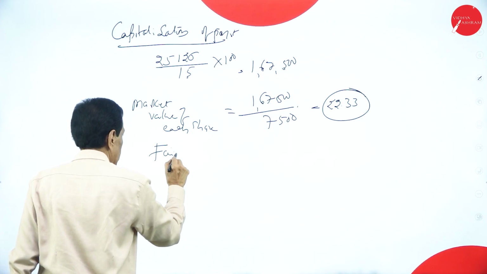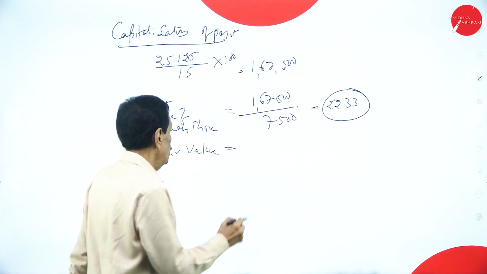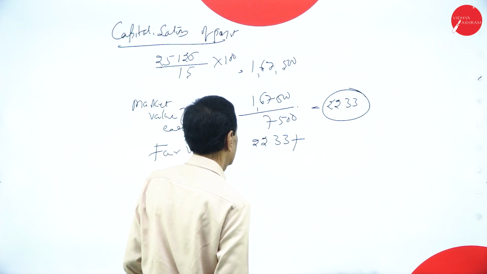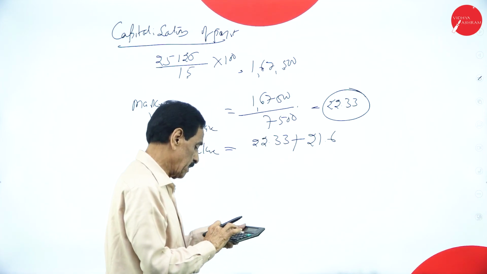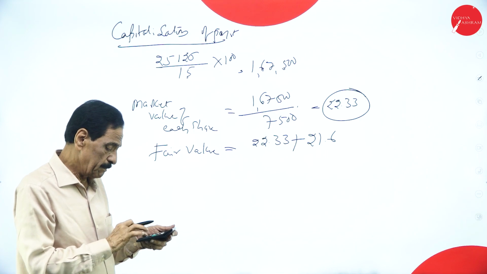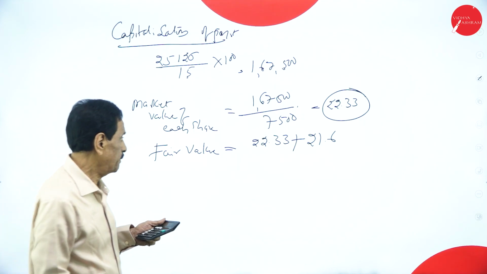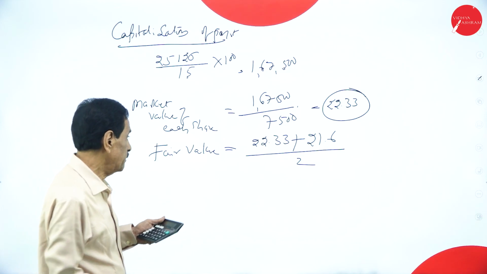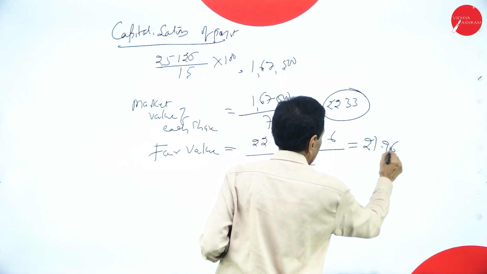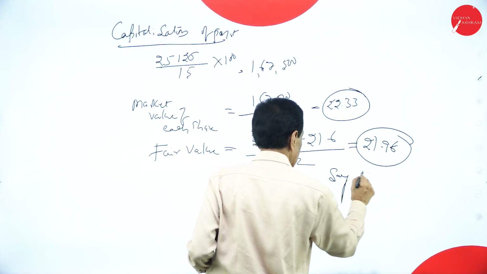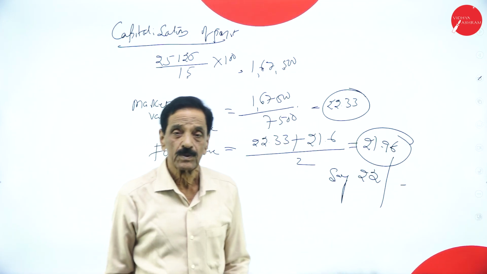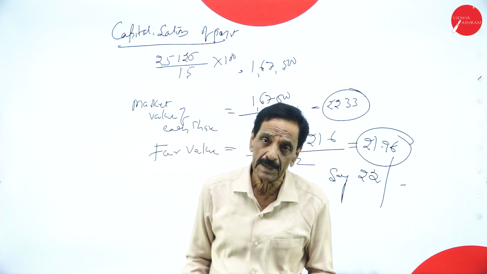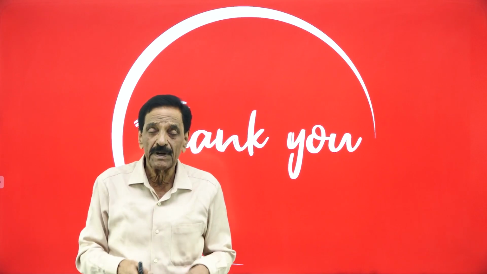Fair value: 22.33 plus 21.6, 43.93, divided by 2, 21.96. Fair value, say 22 rupees. I have solved this type in the previous session also. In this session also, I solved under net asset and also yield method. Both the methods we divided by 2, that is the fair value.